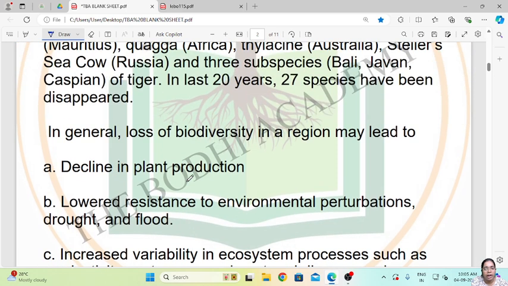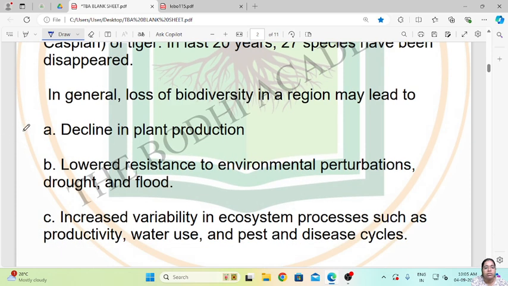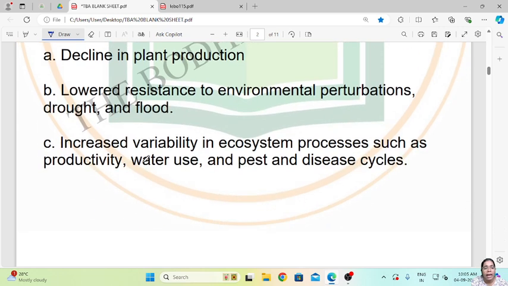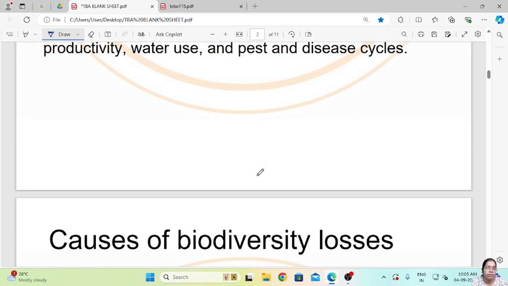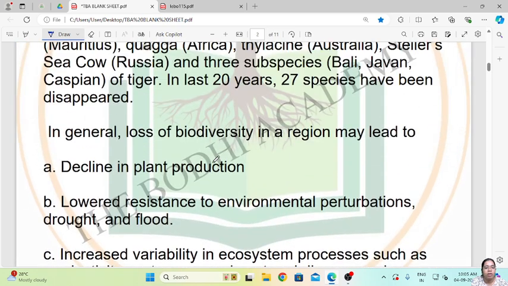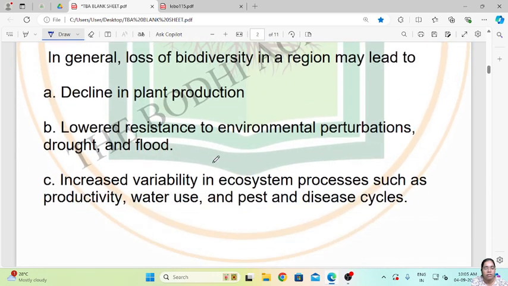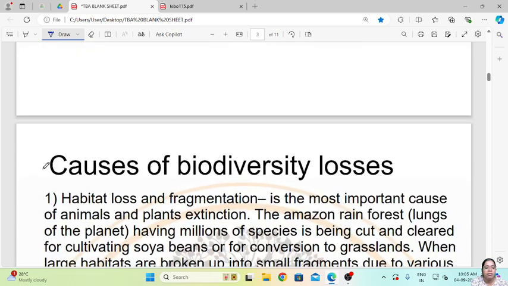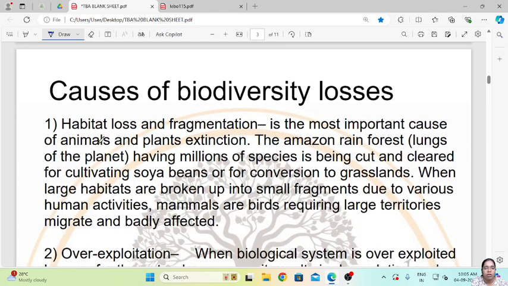So if biodiversity is declined, it can cause decline in the plant production, then resistance of the environment towards floods and droughts, and also it will disturb the ecological cycle. So these are some effects of loss of biodiversity. Now we will see some causes of biodiversity losses.